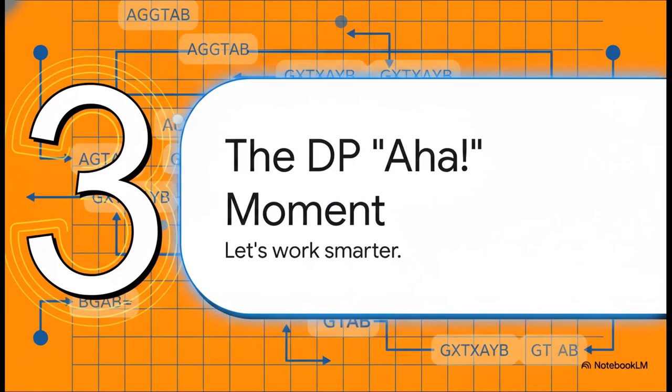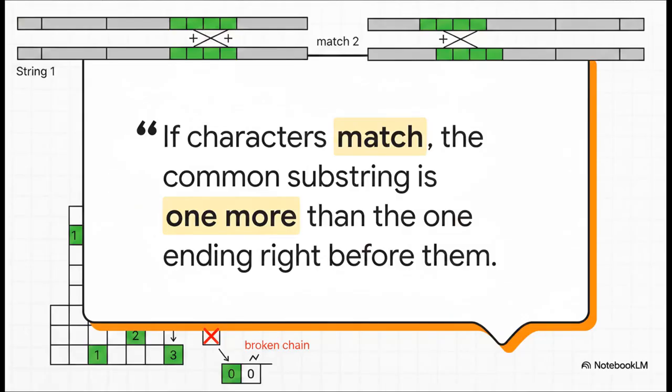And this is where we get to the really elegant solution, dynamic programming. Now, don't let the name scare you. It's not some crazy algorithm. Just think of it as a clever trick to use memory so we don't have to do the same work over and over again. The whole solution really boils down to this one simple idea. If we're comparing 2 characters and they match, we know that the common substring we just found is exactly 1 character longer than the one that ended at the position right before it. It's like we're extending a chain. And if the characters don't match, the chain breaks. We start over from 0.